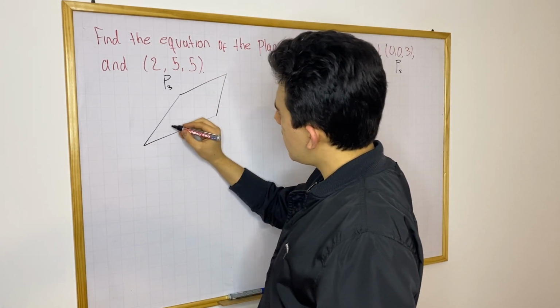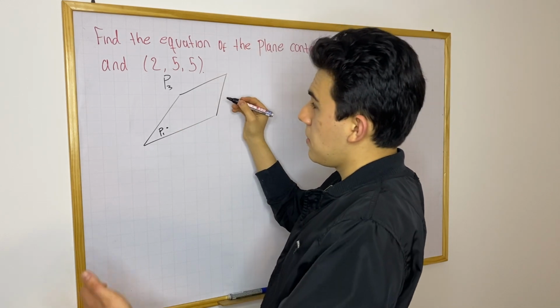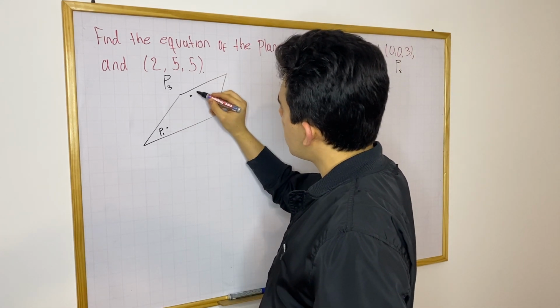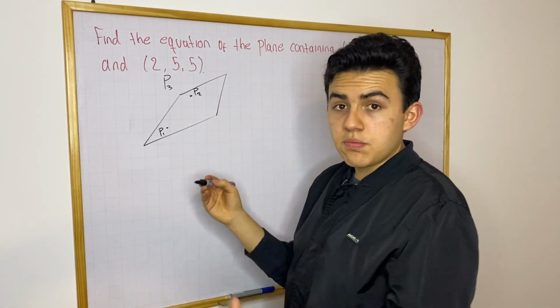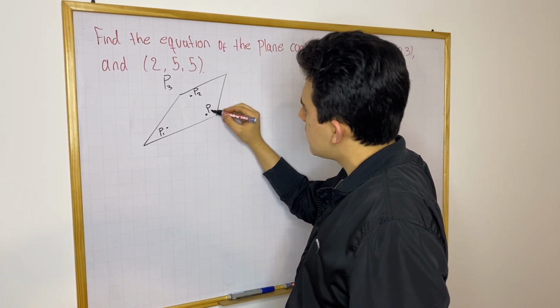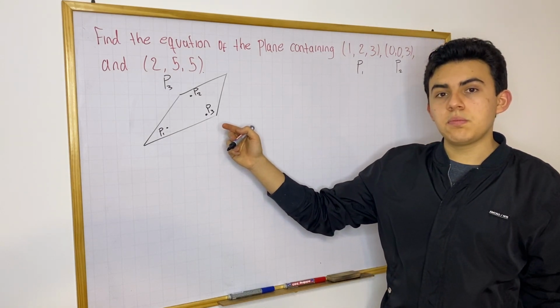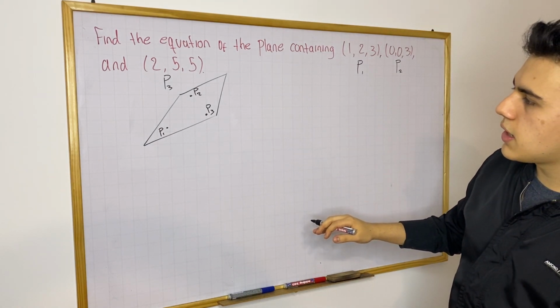Let's say this is going to be P1 down here. It doesn't really matter where you write the points. They're just going to be in space and you can write them anywhere. In this diagram, it's not relevant. So this is going to be P1, P2, and P3, and we need to find the equation of this plane containing all these points, okay?